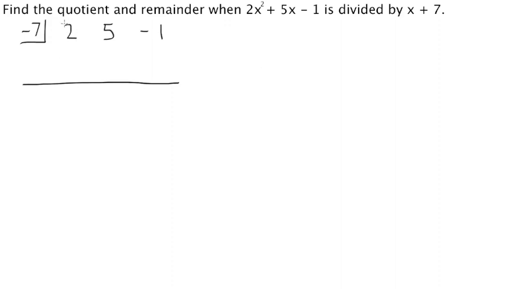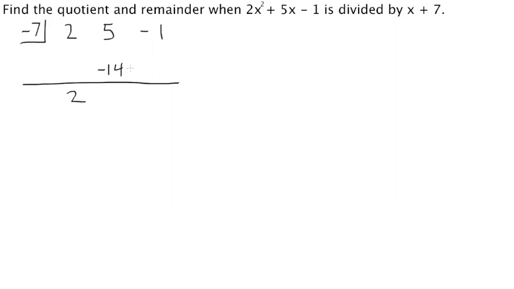This first number here, not the one in the box, it's special. It just stays there. I'm going to just write it right here. It doesn't change one bit. Okay, now I take my special number, multiply it by this number. So negative 7 times 2, it's going to be negative 14. I'm going to write it under the next number in my first row here.